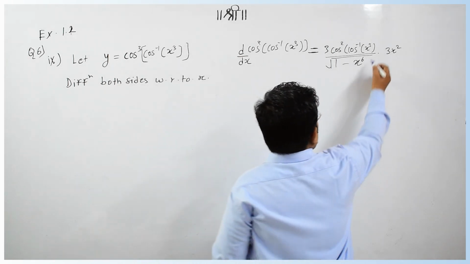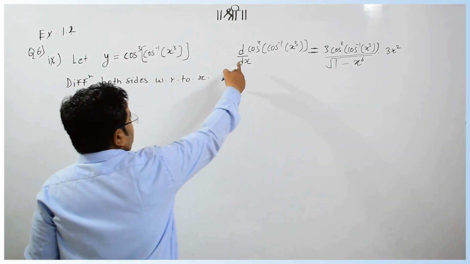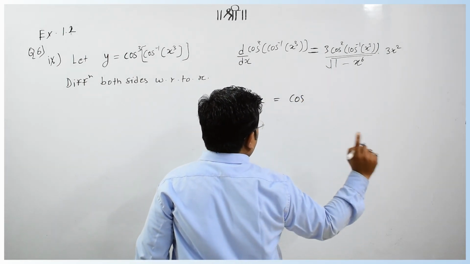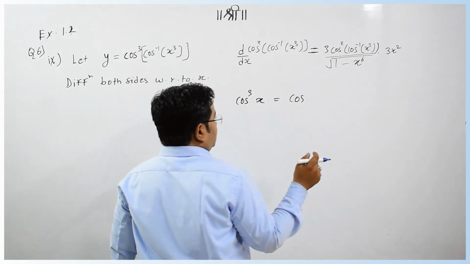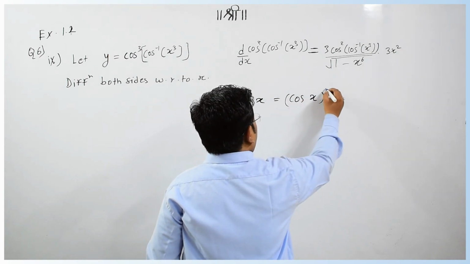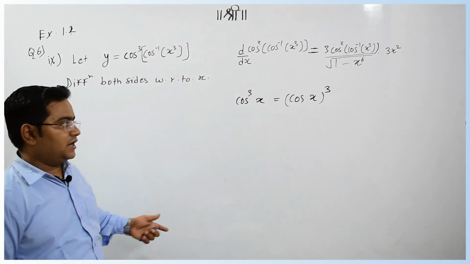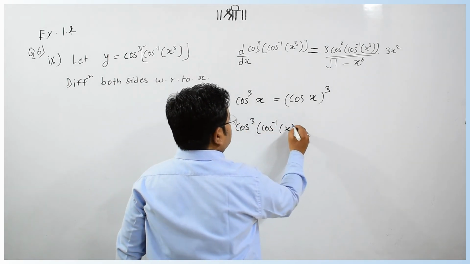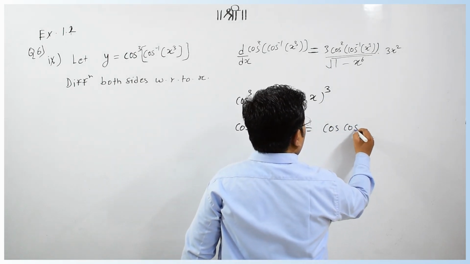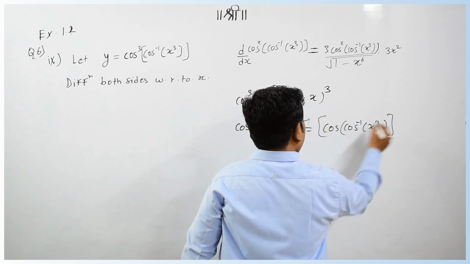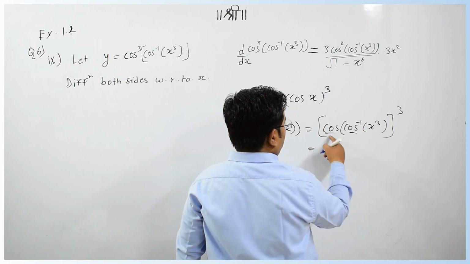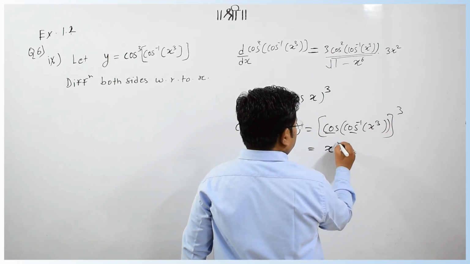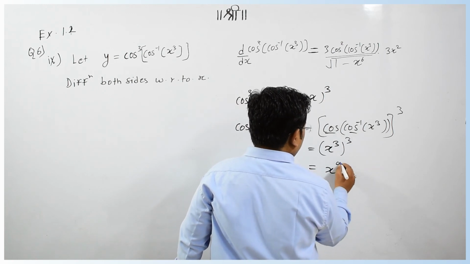What is that shortcut? If you look at it properly, we have cos cube of x is equal to what? Initially, I explained everything in the first topic, first lecture of this series. This cos cube of x can be written as (cos x) cube. Hope I am done with that. So, if I substitute x as cos inverse of x cube, cos cube of cos inverse of x cube is equal to (cos of cos inverse of x cube) cube. These two are inverse operations of each other, so they will get cancelled. It remains (x cube) cube, which is nothing but x raised to 9.